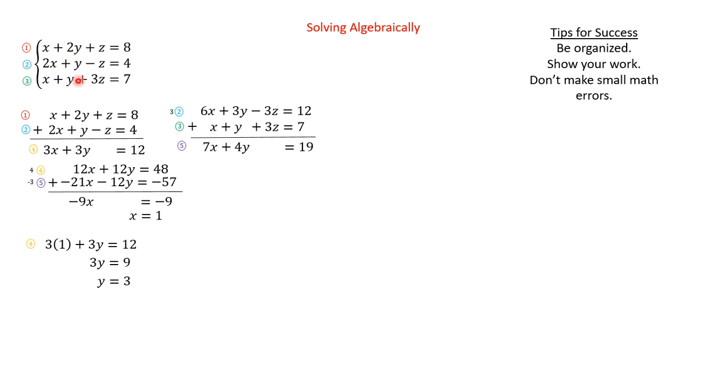And then we need to take both of these two and plug it into one of our original 3. Let's choose the first one. So we'll have x, which is 1 plus 2 times 3 plus z equals 8. 1 is 1. 2 times 3 is 6, so this will be 7 plus z equals 8. Subtract 7, so z equals 1. And so our answer, x, y, z, 1, 3, 1.